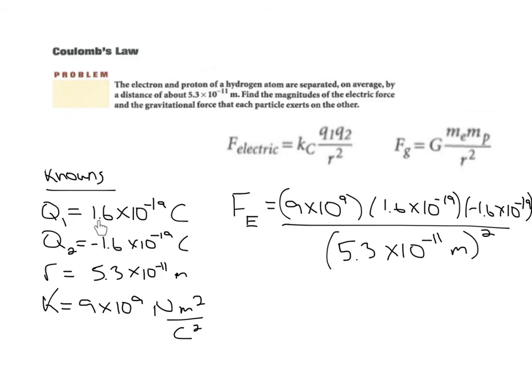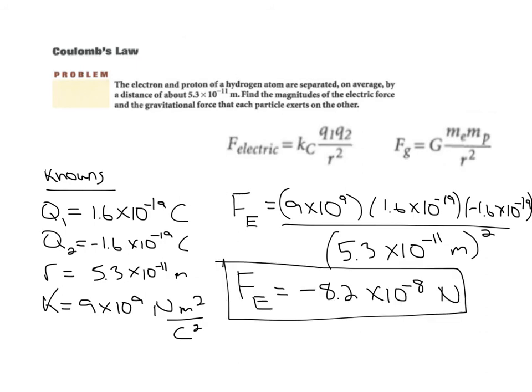Notice that q1 and q2 are opposite signs. The electron has a negative charge, the proton has a positive charge, but it's both this number. Happy 16th birthday. You're a teenager till you're 19, right? So 1.6 times 10 to the negative 19. And now we can solve and get our answer.